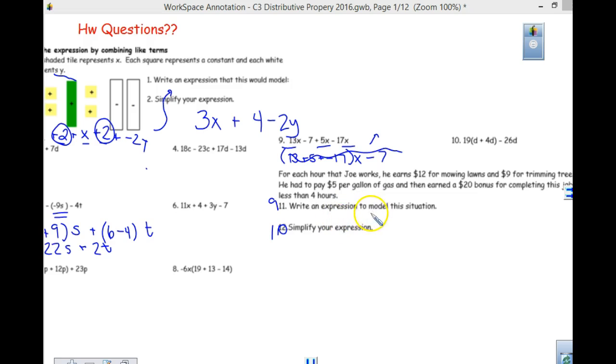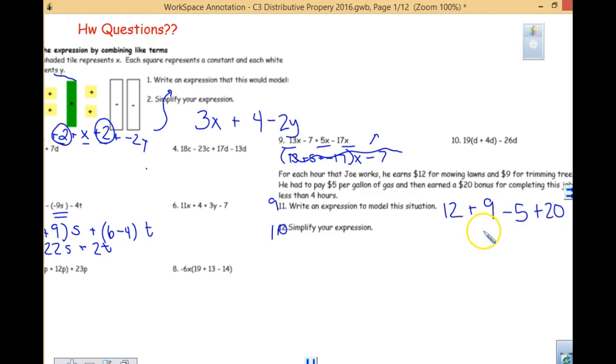So number 9 says, write an expression for this problem. When you are doing that, we want to start with what happened first. So you have to use all the numbers when you're writing it. So he started making money, he's making $12. Then for trimming the tree, does he add 9 or subtract 9? Add. Then he has to pay for his gas. If you have to buy gas, do you make money or lose money? You're having to pay that. Minus 5, and then you got a bonus of 20, because you did that in less than 4 hours.